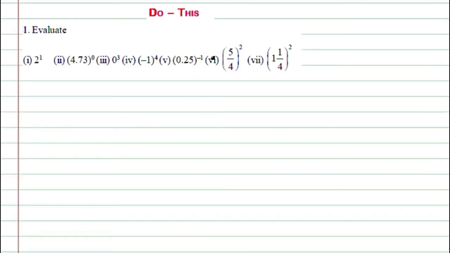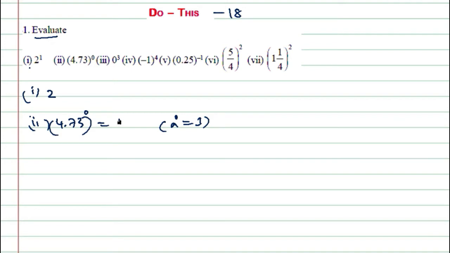Next, continue with the do this. It is on page number 18. So evaluate. The first one is 2 power 1. So 2 power 1 is nothing but 2. The second one is 4.73 whole to the power of 0. Any number raised to the power of 0 is equal to 1. Therefore 4.73 whole to the power of 0 is equal to 1.